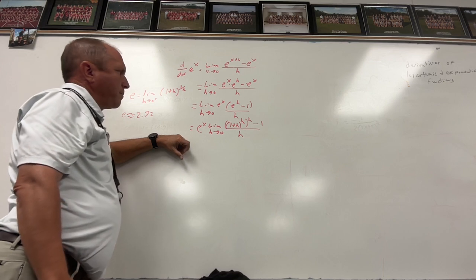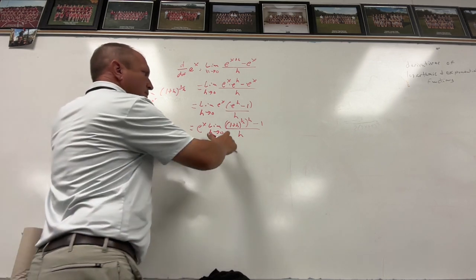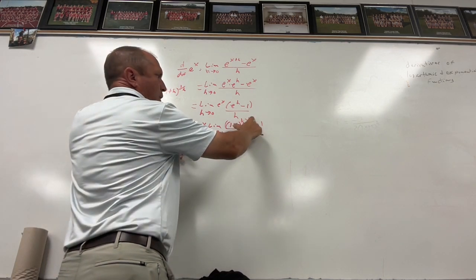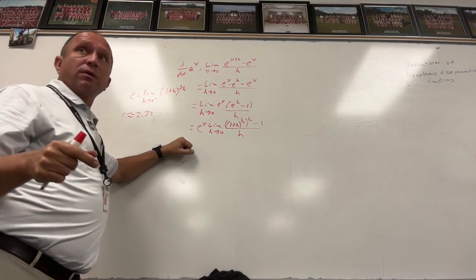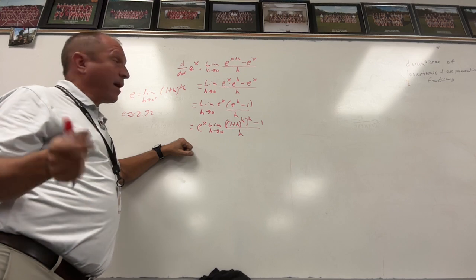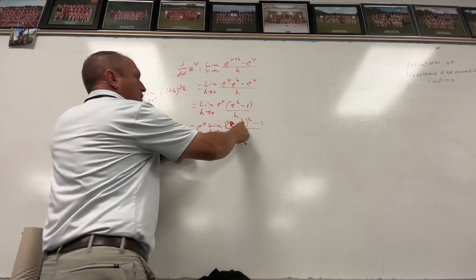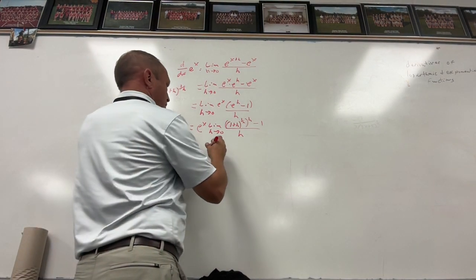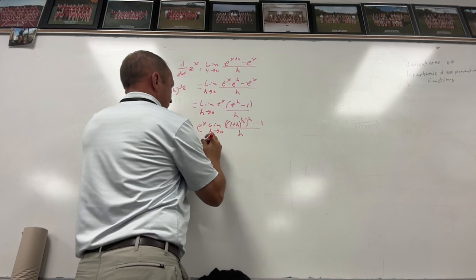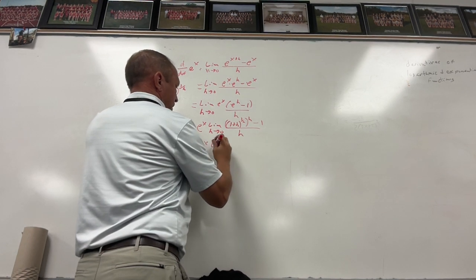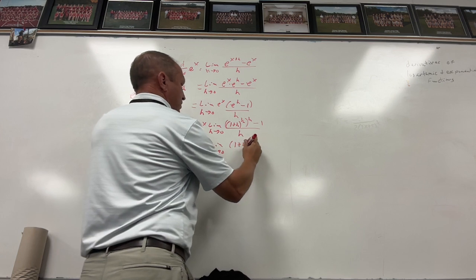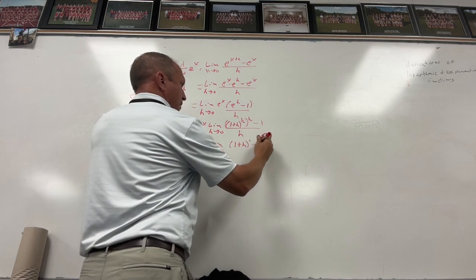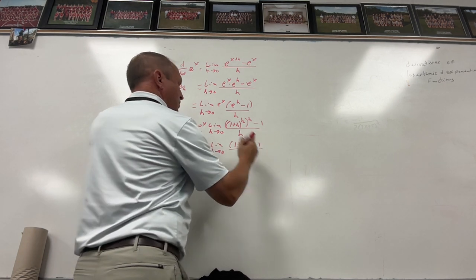All right, now, think about your rules with exponents. We've got this exponent here raised to this exponent here, right? What do you do when you have an exponent raised to an exponent? You multiply that out, right. So what is 1 over h times h? 1. So I've got e to the x times the limit as h approaches 0 of 1 plus h to the first power minus 1 over h.